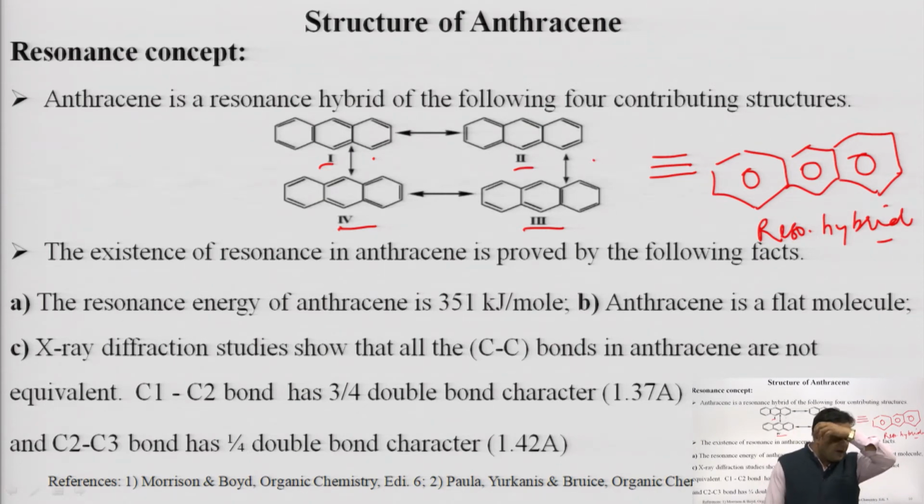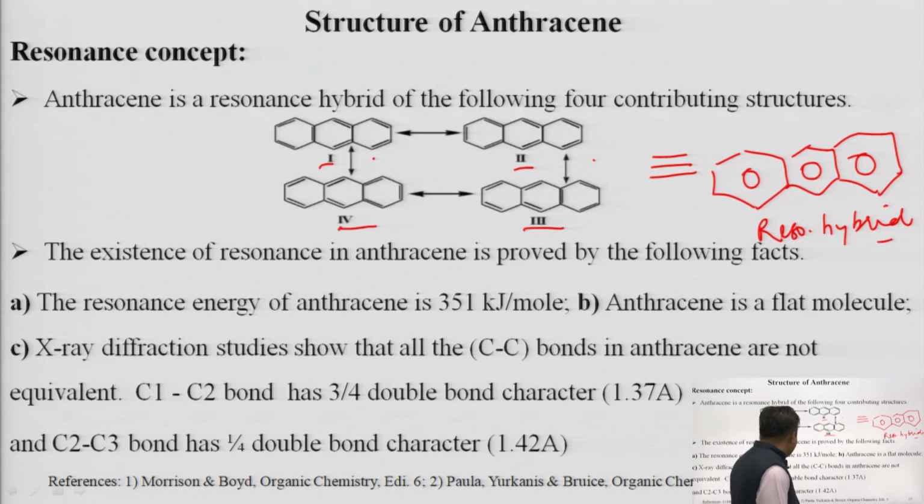Again, the double bonds between the carbon atoms of anthracene are not always equivalent. For example, X-ray diffraction analysis proved that the carbon bonds in anthracene are not equivalent. For example, C1 and C2 bonds have 3/4 double bond character, that is 1.37 angstroms, while C2 and C3 bonds have 1/4 double bond character, meaning a longer bond length, 1.42 angstrom.